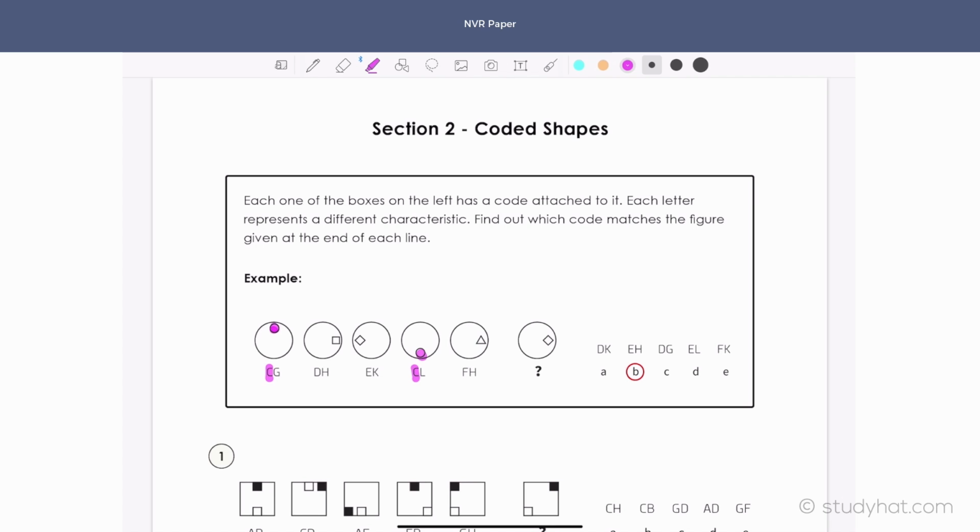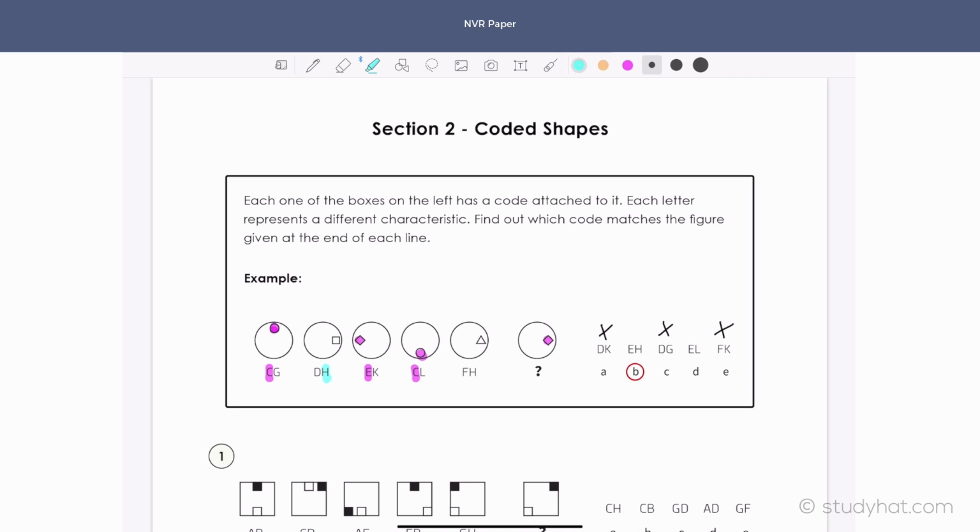They have a circle inside them. So since this one has a diamond and this one has a diamond, it must be E that we're looking for to begin with. So we would get rid of these options. Now, what about the second letter?